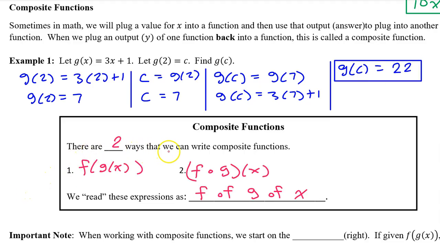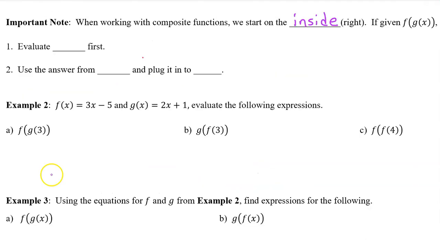There are two ways that we can write composite functions. We can write it this way, or we can write it this way. Both of these would be read f of g of x. When working with composite functions, always start on the inside, or on the right-hand side. For example, if you are given f of g of x, you want to evaluate g of x first. Then use the answer from g of x and plug it into f of x.